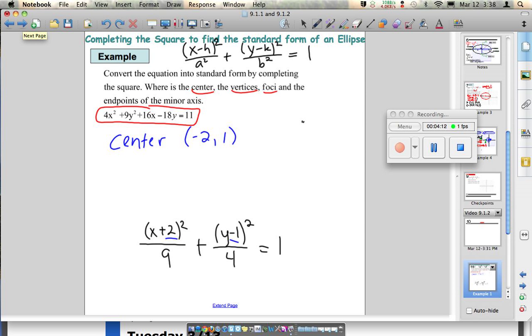The vertices, remember those are the ends of the x-axis, or y-axis, excuse me. But in this case it's x because x is bigger. I want to think of this as 3 squared. So now I'm picturing this ellipse, and from the center it's 3 units in both directions. So that means from the -2, I want to add 3 to get 1.